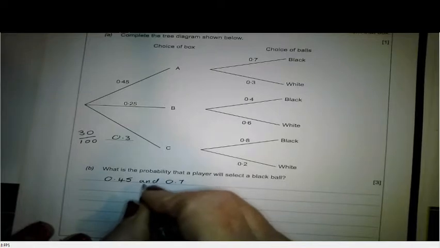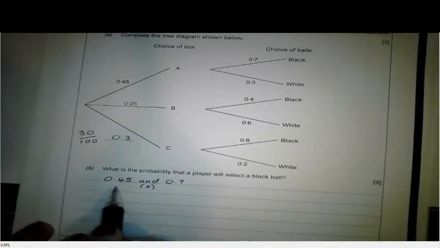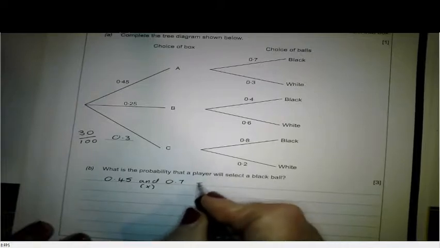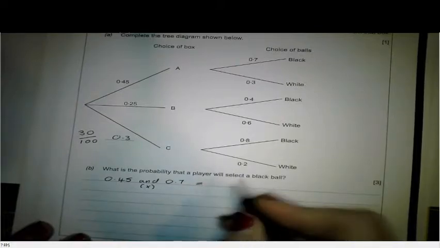Whenever you see "and" in probability, you replace it with a multiply. So the probability that he chooses a black ball from box A is 0.45 times 0.7, which is equal to 0.315.